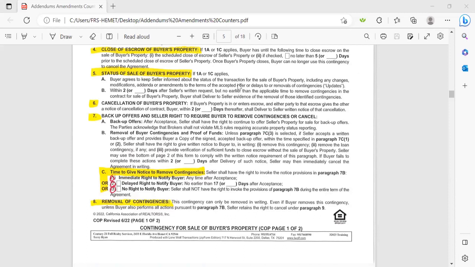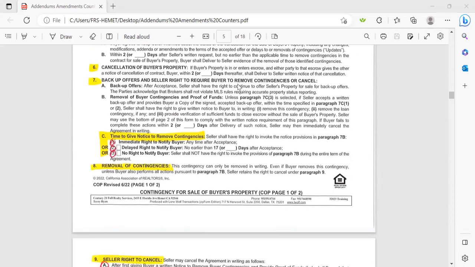Let me back up one step further. As we go into status of sale of property, what if my buyer wrote an agreement that was contingent upon the sale of their property? That's how they were going to have the money to buy the new one. And somebody wrote an offer on their property. Yay, I'm partway there. But that person has contingencies, not necessarily for the sale of a property, but contingencies for loan and appraisal and everything else.